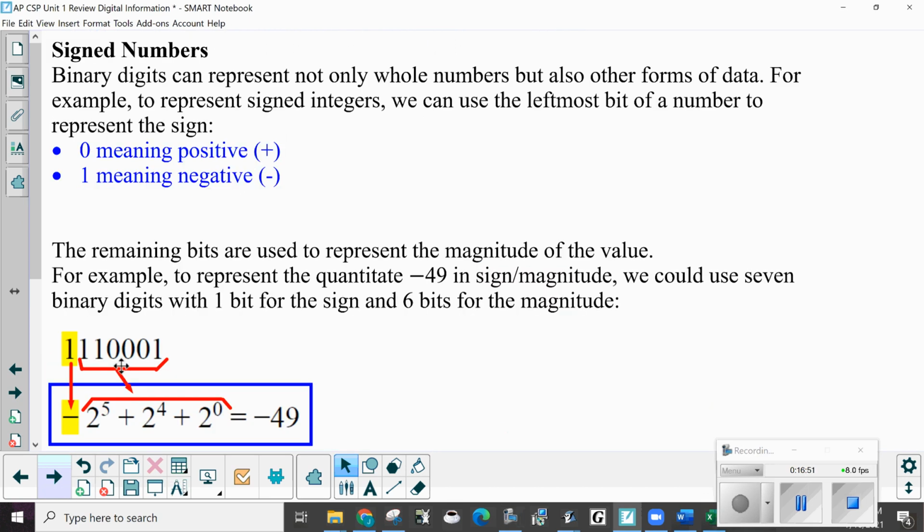All right, signed numbers. Binary digits can represent not only whole numbers, but also other forms of data. For example, to represent signed integers, we can use the leftmost bit of a number to represent the sign. 0 meaning positive, 1 meaning negative. The remaining bits are used to represent the magnitude of the value. For example, to represent the quantity -49 in sign and magnitude, we could use 7 binary digits with 1 bit for the sign and 6 bits for the magnitude. Right here, the 1 tells me it's negative, and then 110001 translates to 49.